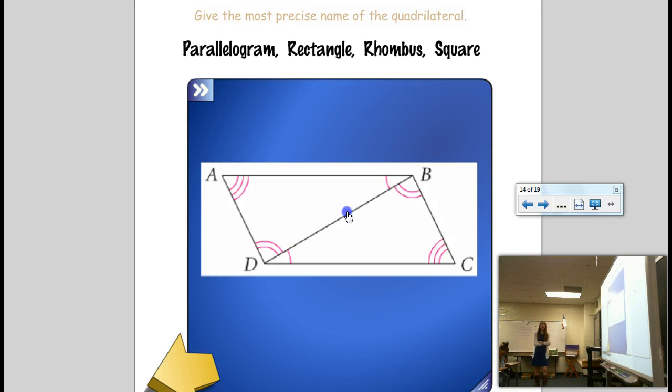Real quick, is that diagonal cutting the angles in half? No. No, it's not, because that's 1 arc and that's 2 arcs. That gives you a hint. Jeanette, what is that one?